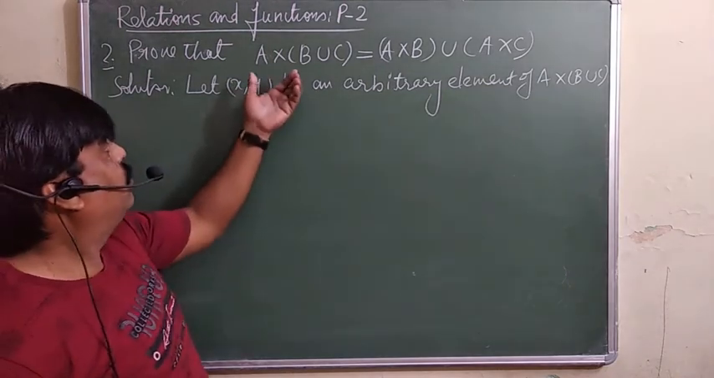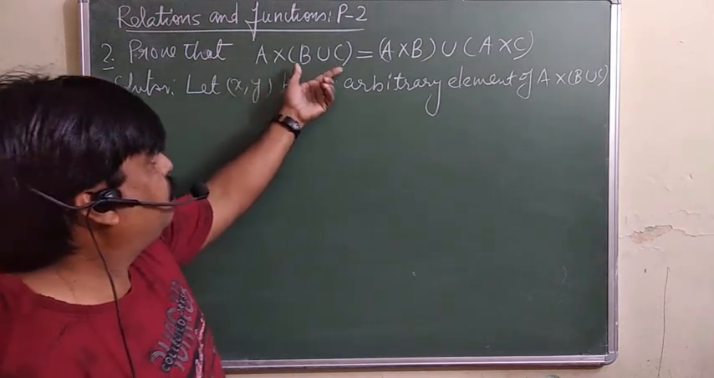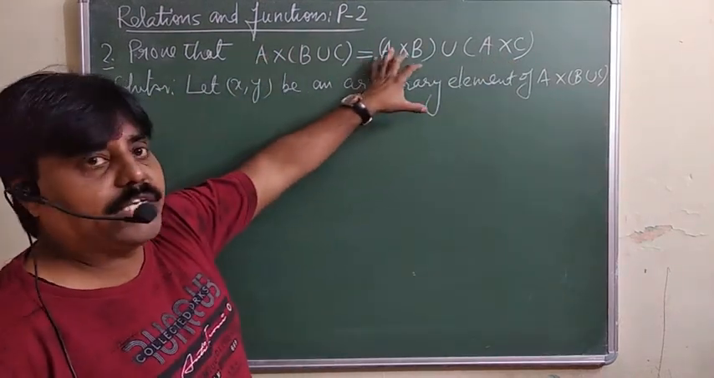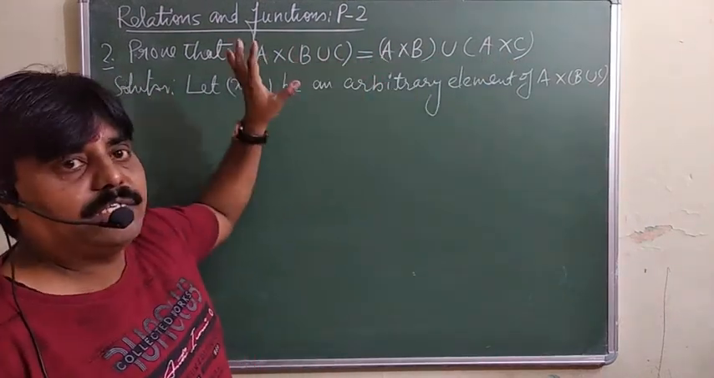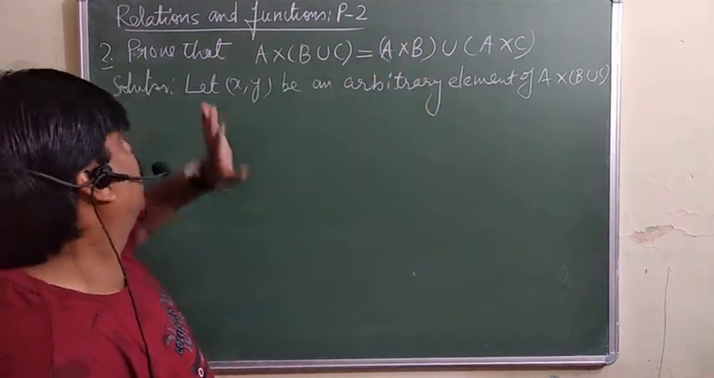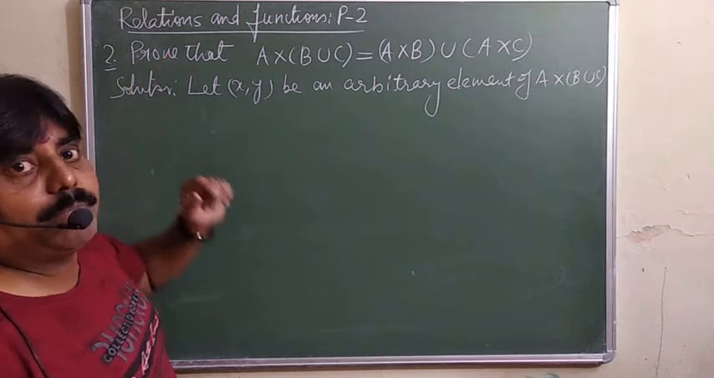Okay, now one more problem I am taking. A cross B union C is equal to A cross B union A cross C. You are supposed to prove it. We are going to generalize. We are not taking A, B, C as sets with particular elements, because it is a proof, so you cannot take the example here only.